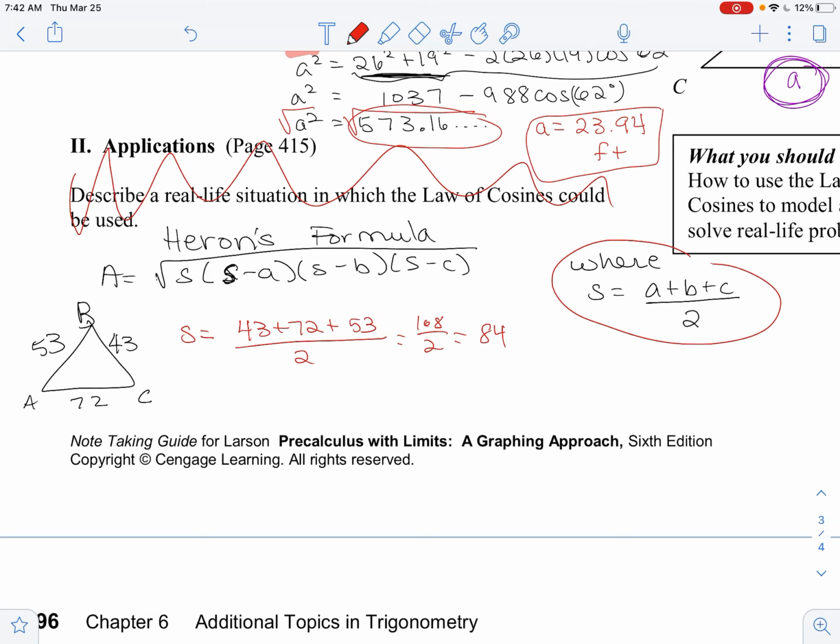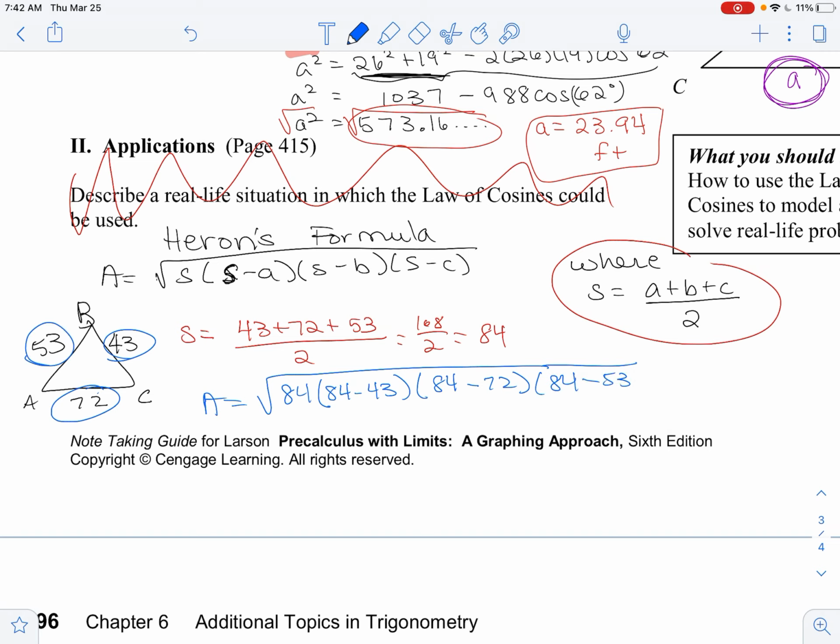So now I'm going to plug that into Heron's formula. I'm going to say A equals the root of S, which is 84, times S minus A, that's 84 minus 43, because that's A, times S, which is 84, minus B, which is 72, times S, which is 84, minus C, which is 53. So now we're just going to do some really basic math here. So 84 minus 43 is 41. 84 minus 72 is 12. And 84 minus 53 is 31.